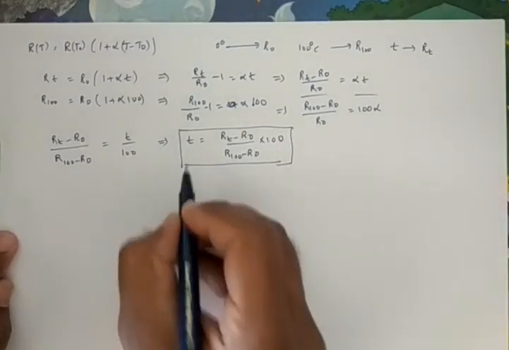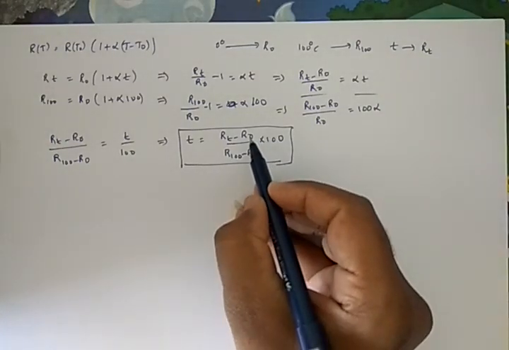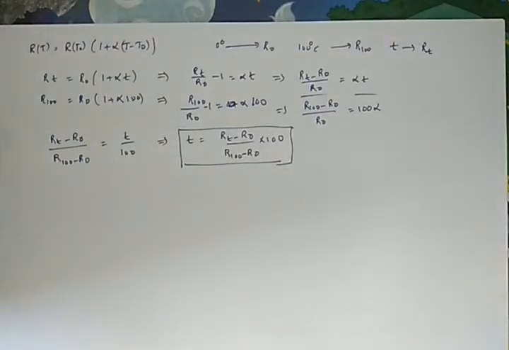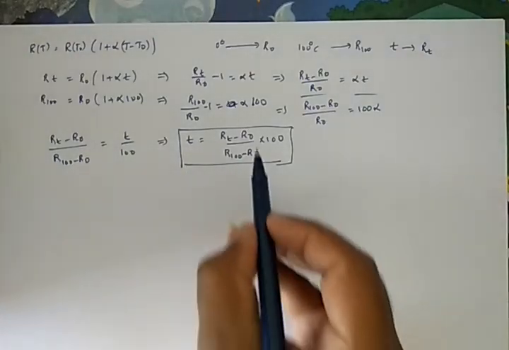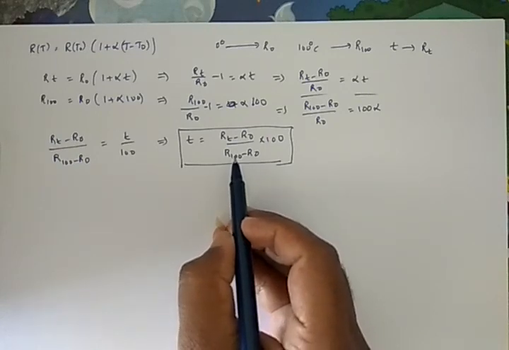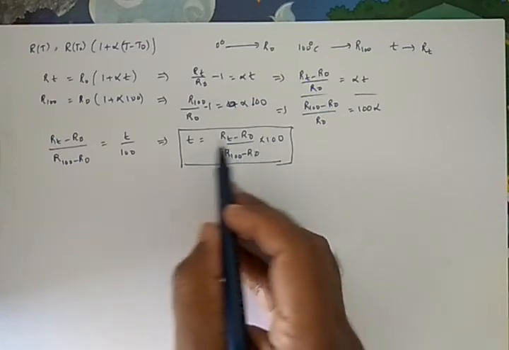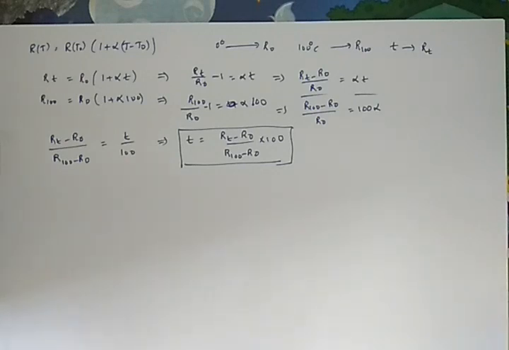So this is one equation. For example, if I know the resistance of the wire at 0 degree centigrade, and I know the resistance of the wire at 100 degree centigrade, and I measure the resistance of the wire in a lab, where the temperature of the lab is T, then I am able to measure the temperature inside this lab. Then from that data I can find out the room temperature. So this is about your resistivity and resistance.